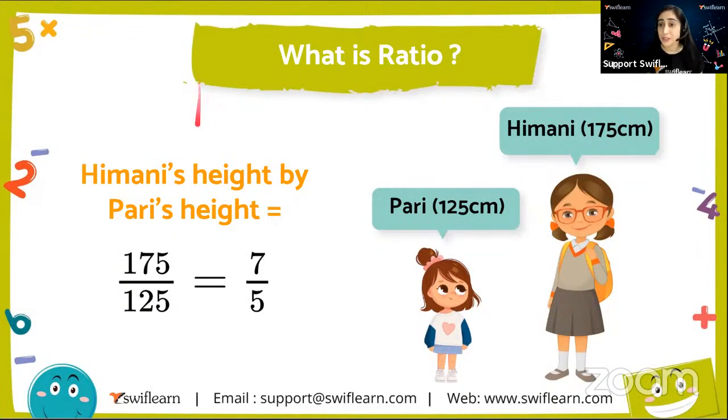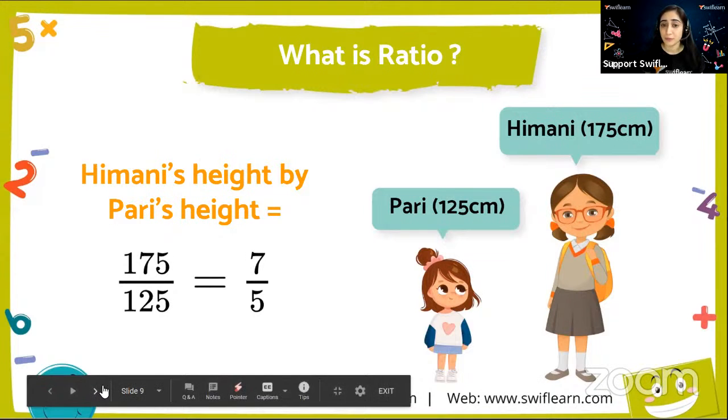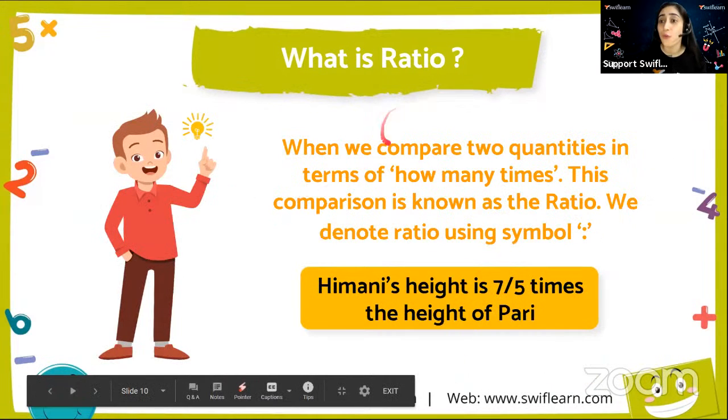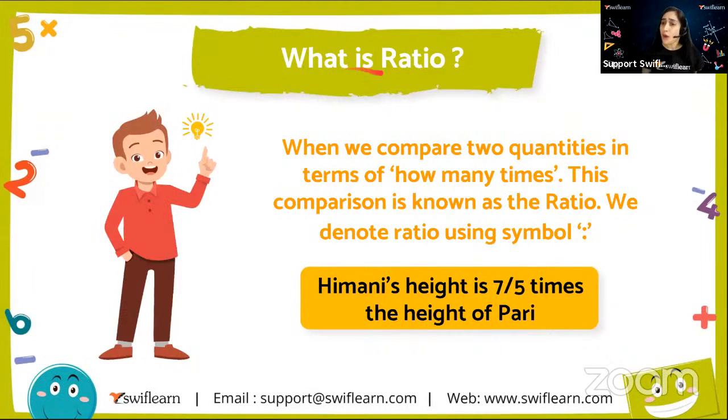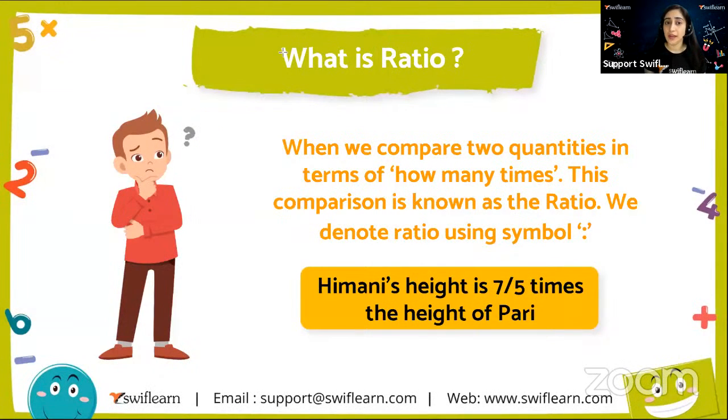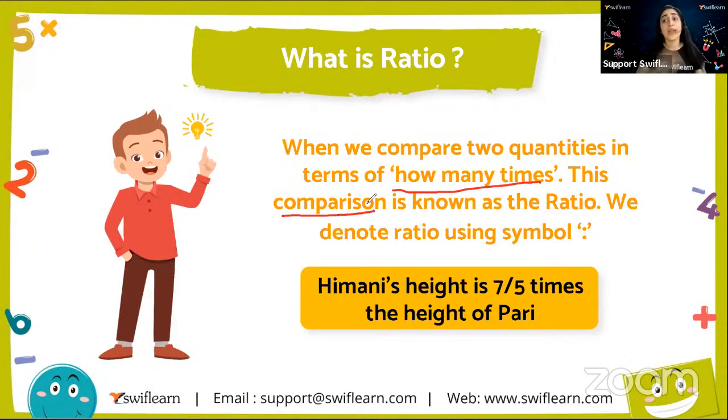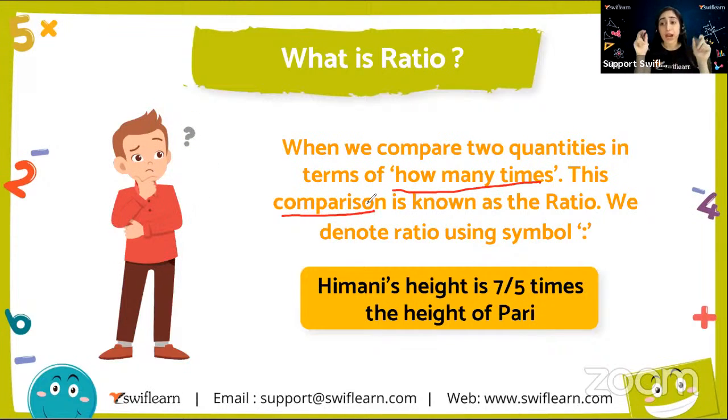So let's come back to the topic, and to the simplest form, so that now you know what actually a ratio is, right? So what is a ratio? When we compare two quantities in terms of how many times, then the comparison is known as ratio. Comparing things in terms of how many times is known as ratio.